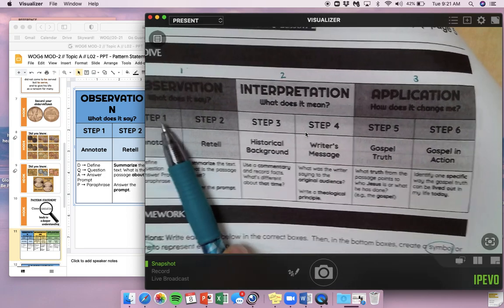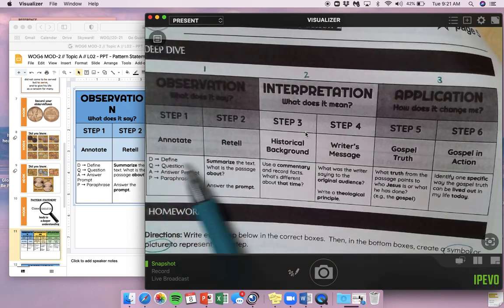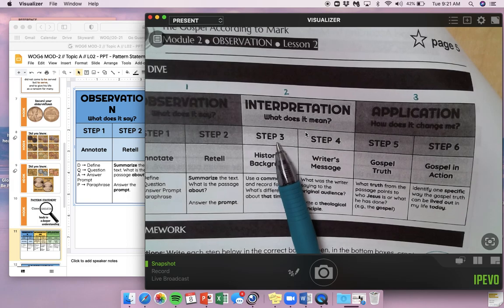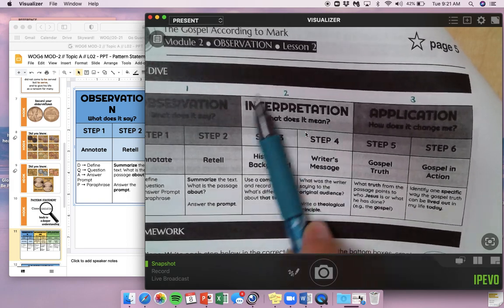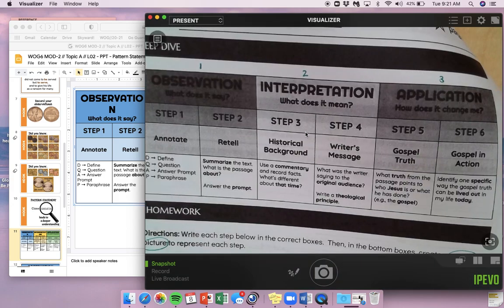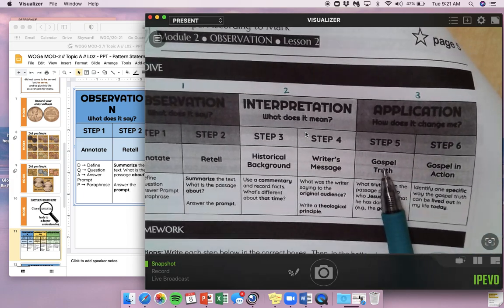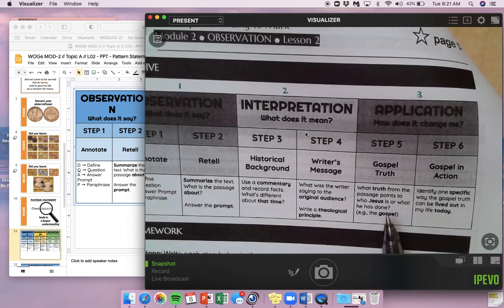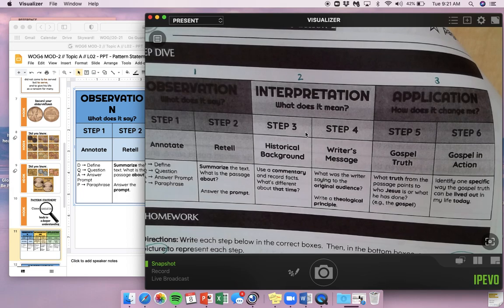So step 1 is annotate. Step 2 is retell. This is just telling what the text says. Step 3 is historical background. Step 4 is writer's message. This tells me what the text means from the time long ago and how it's different and who the author was writing it to. The final set of steps is gospel truth and gospel in action. And this part is all about application and what I should do about what the text says.